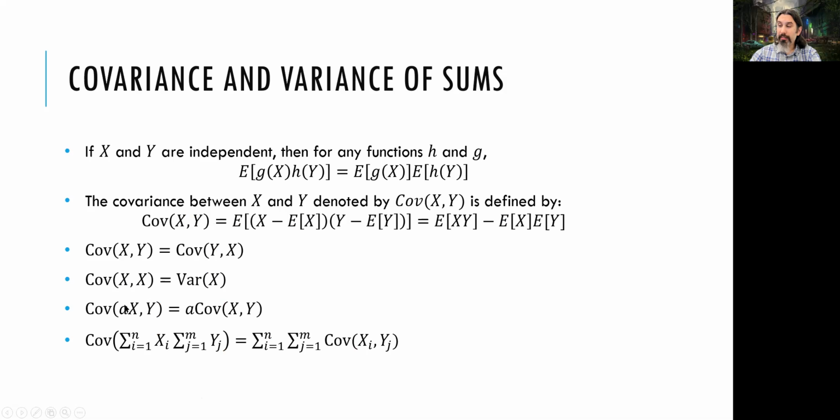And when there is a scalar value in one of the random variables in the covariance, for example covariance of ax and y, then this a comes out: a times covariance of x and y. And the last one is just like the expected value. Instead of summing the random variables and then taking the covariance, you can just take the covariances and then sum them. Sum the covariances instead of taking the covariance of the sum. It gives us the same thing.